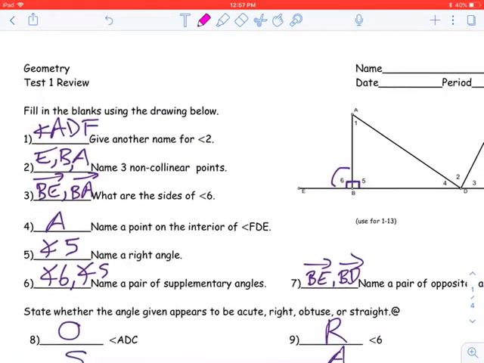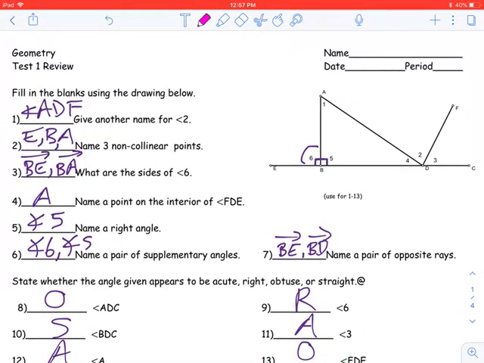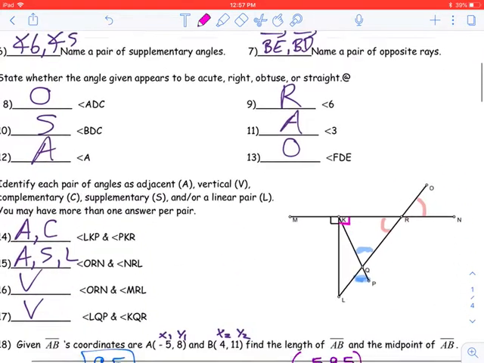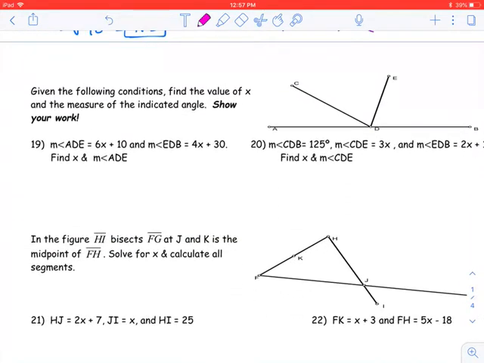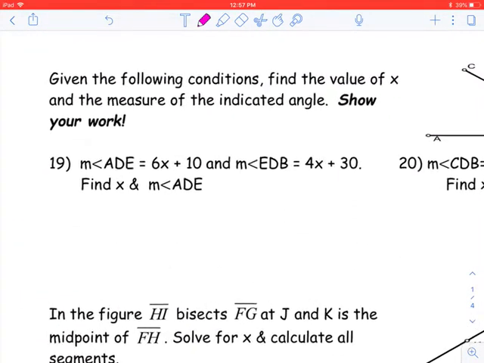All right, geometry. So we're getting ready for our test. We already went through the first page of our test review, so if you need to go back through that, be sure to do so from the other video. But in this video, we're talking about the backside.